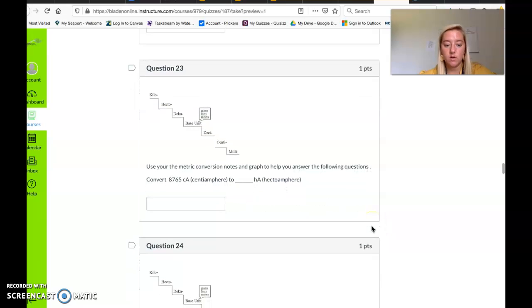Question 23. Use the metric conversion notes and graph to help you answer the following questions. Convert 8,765 centiamperes to hectaamperes.